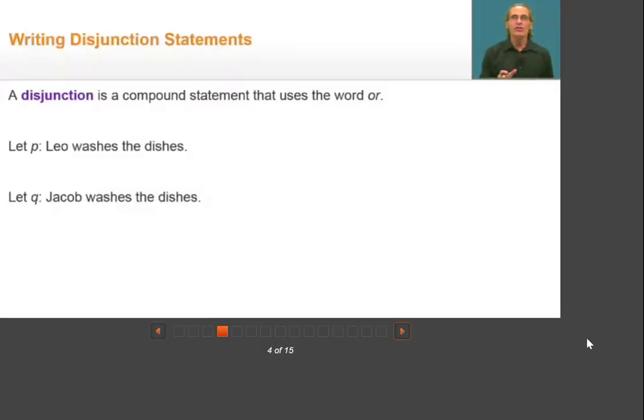A disjunction is a compound statement that uses the word or to join the two statements. Now, to make the two statements into a disjunction, we can join the statements into Leo washes the dishes or Jacob washes the dishes. Now, the symbol for disjunction is going to look just like a V, and we can represent the entire compound statement as P or Q.